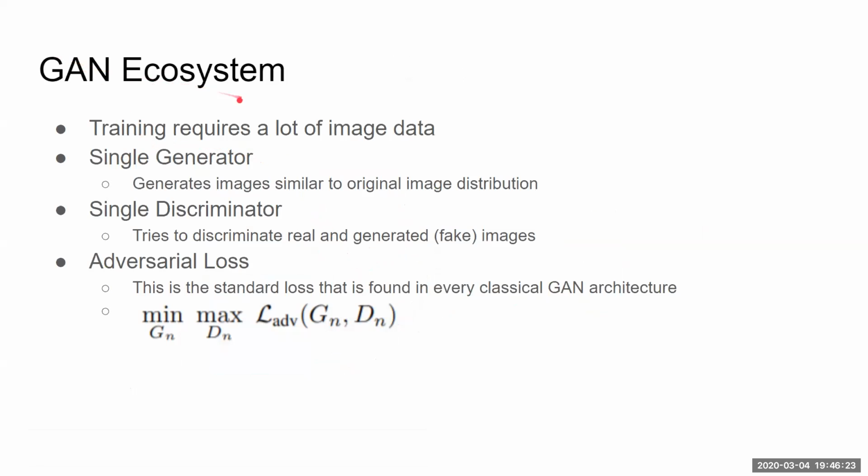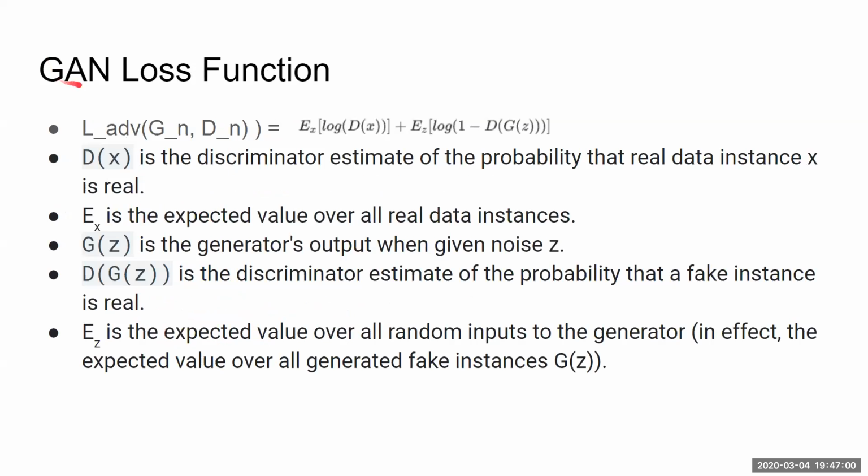The GAN ecosystem basically requires a lot of training data for this purpose. And there is a single generator. It generates images similar to the original distribution, and the discriminator tries to discriminate between real and fake, or generated, images. And this is the adversarial loss, the loss which is used in the GAN architecture, where you can see the discriminator is trying to increase the loss, and the generator is trying to minimize it. It is more about the adversarial loss.